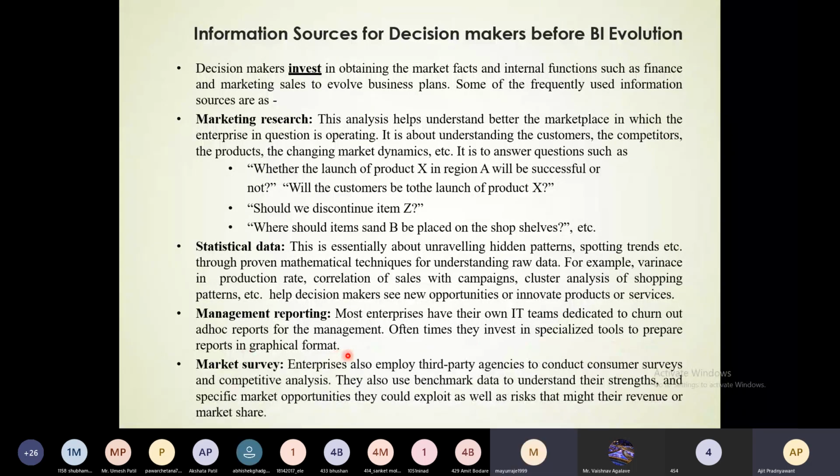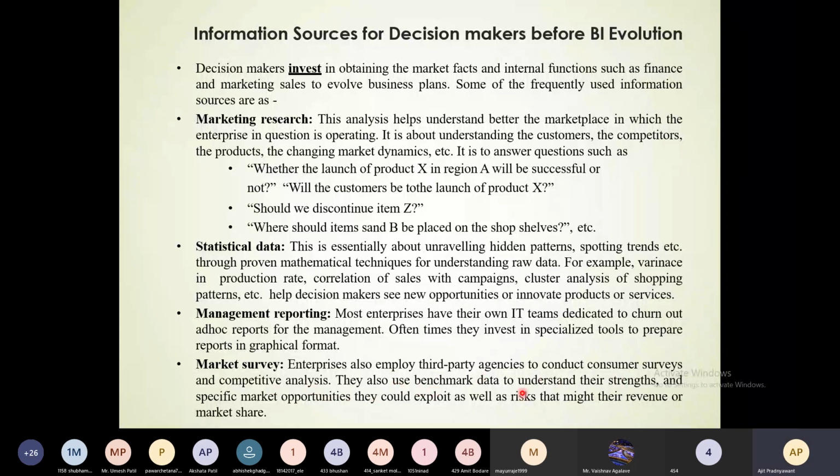Next source of information is market survey. Enterprises also employ third-party agencies to conduct consumer surveys and competitive analysis. They also use benchmark data to understand their strengths and specific market opportunities they could exploit, as well as risks that might affect their revenue or market share.